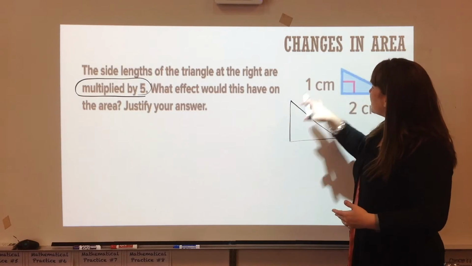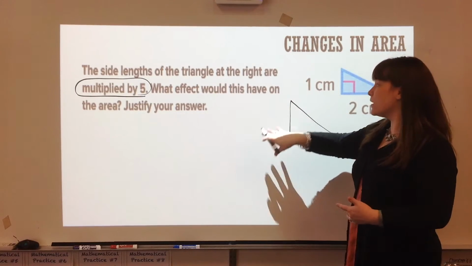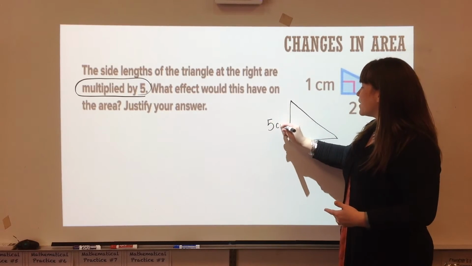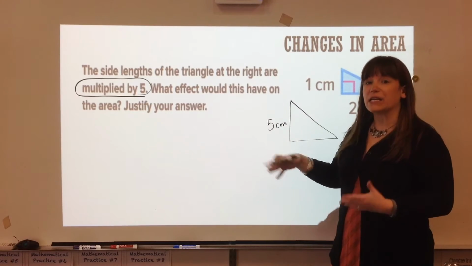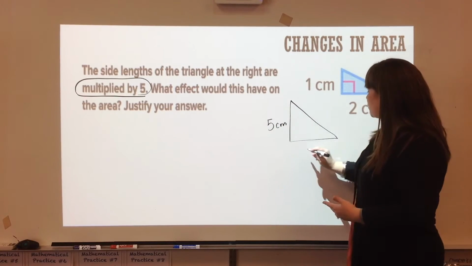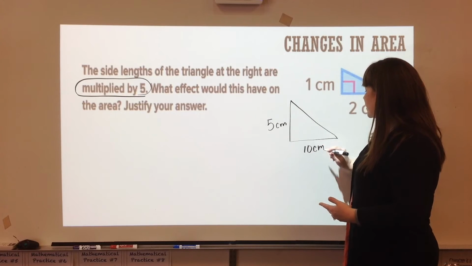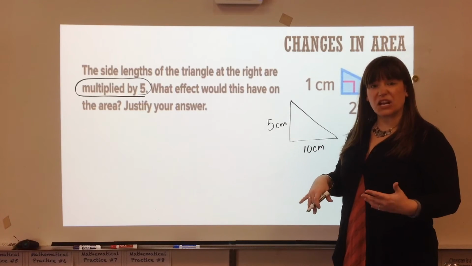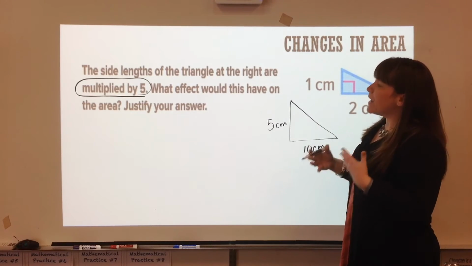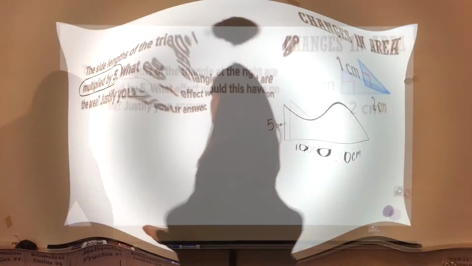So the corresponding side, here we have 1 centimeter, it's going to be 5 centimeters if we're multiplying each side by 5. The 2 centimeters is going to change to 10 centimeters. So we have a bigger triangle. Here are the dimensions. Now let's just find the area of each.